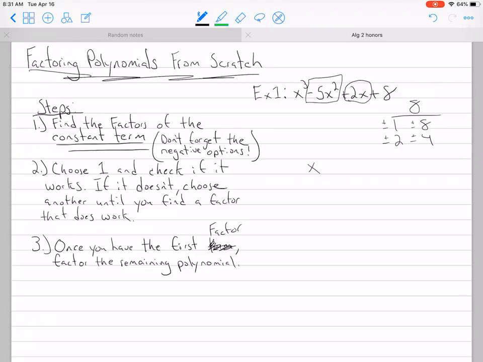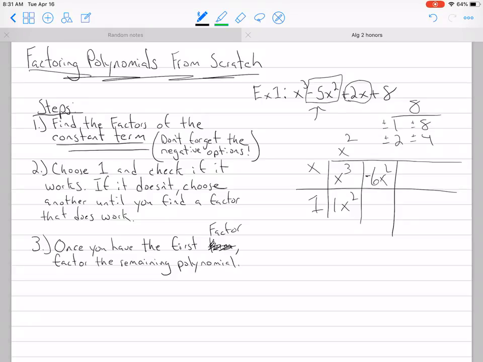So I'm going to go x plus 1. And let's see if this works. We know this is x squared, x cubed, 1, x squared. Since I need a negative 5x squared in the second term, I'm going to go negative 6x squared. This has to be a negative 6x. 1 times negative 6 is negative 6x.